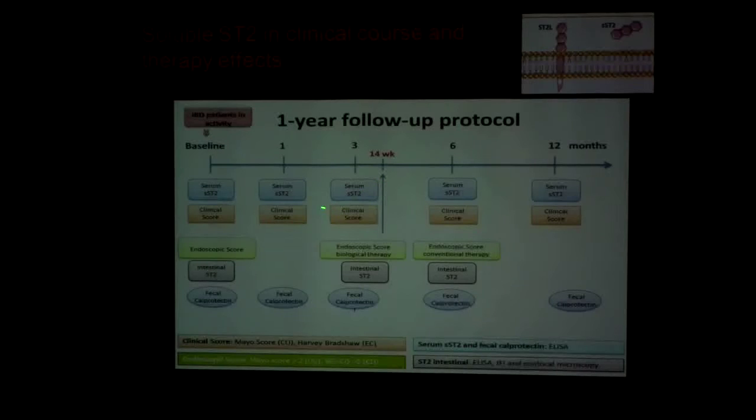According to the therapy, because all these patients were under different therapy, we took different samples at 1 month, 3 months, 6 or 12 months of the serum ST2, and also correlated with the clinical score and with the calprotectin. After 6 months, another colonoscopy was taken to see if there is an improvement of the endoscopic score, and if it's possible to correlate with this potential marker.